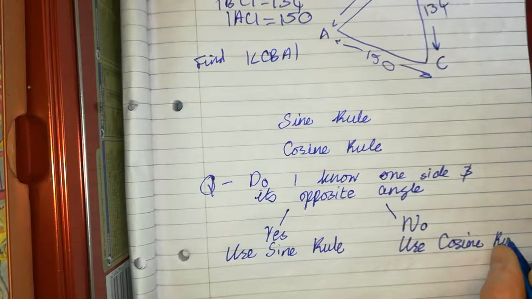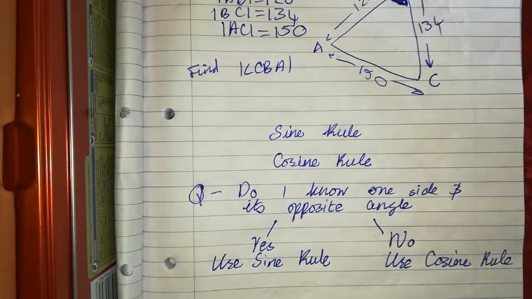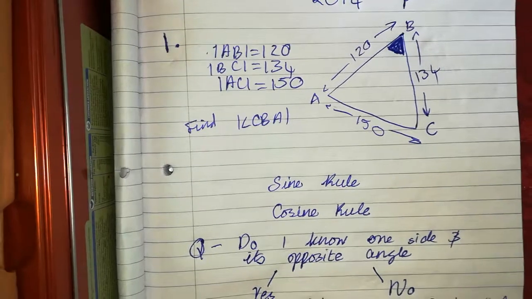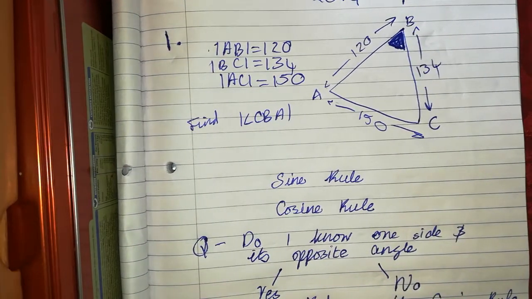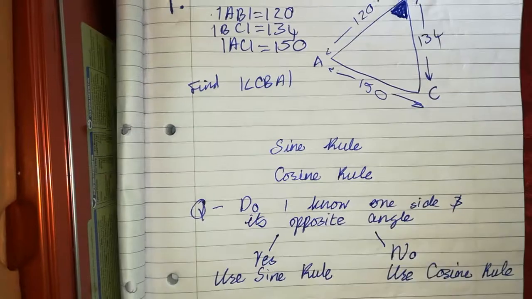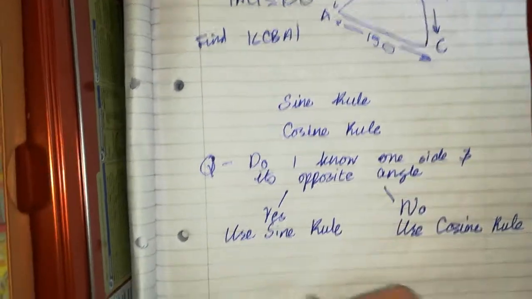So in order to use the sine rule, we need to know one side and its opposite angle. But if we look at this diagram, we don't know any of our angles. So we can't say we know one side and its opposite angle. So we're going to have to use the cosine rule.